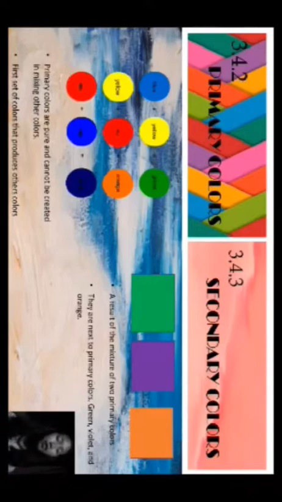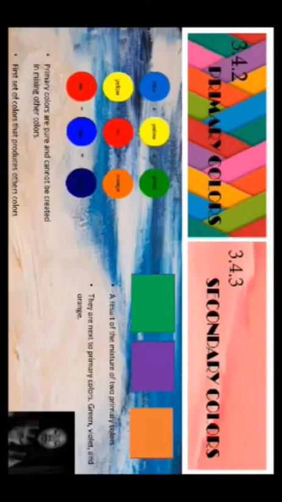The primary colors are blue, yellow, and red. And also, secondary colors. A secondary color is a result of the mixture of two primary colors. They are next to primary colors. And these secondary colors are green, violet, and orange.